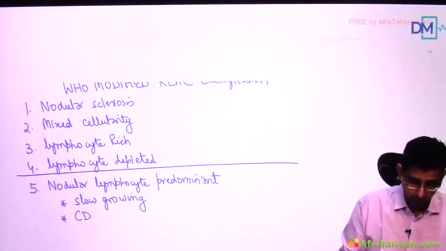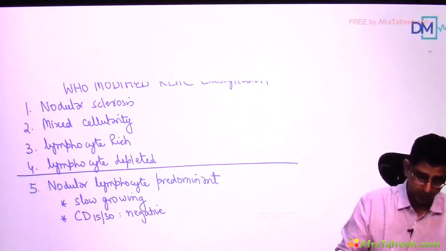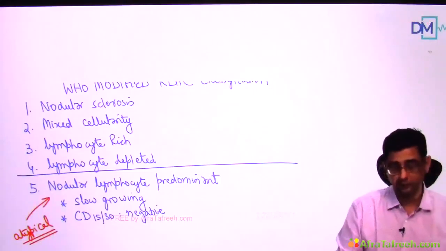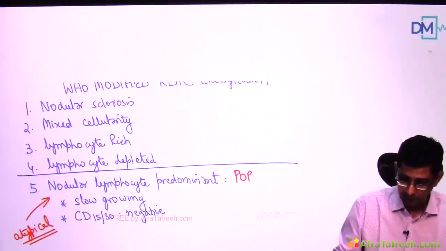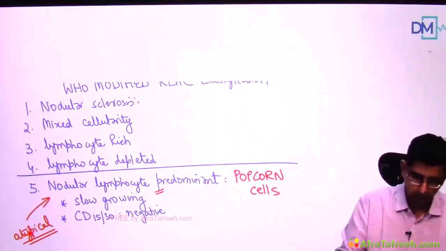And this tumor is also CD15 and CD30 negative, whereas Hodgkin's lymphoma or the Reed-Sternberg cell is classically CD15 and CD30 positive. So because this is very slow growing and it is CD15 and CD30 negative, it is called the atypical variety of Hodgkin's lymphoma. Histopathologically, the cells present here are referred to as popcorn cells. That's just a name to be remembered. Popcorn cells are a feature of the nodular lymphocyte predominant variety, which is the atypical variety.